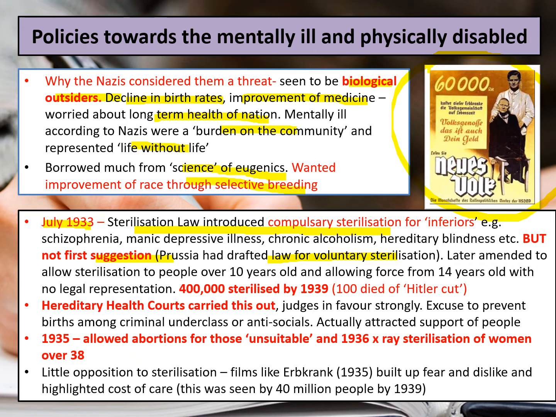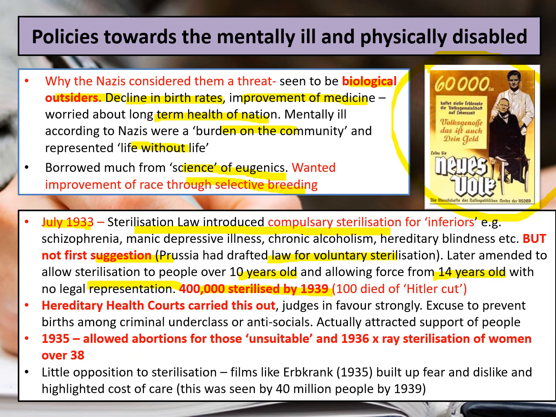They later amended this law to not just be for older people, but they actually made it so that you could be sterilised from 10 years old and very forcibly from 14 years old, with no legal representation and nothing to be able to stop somebody doing this to you. They could collect children from school and go and carry it out without their parents even knowing. And as a result of this, 400,000 people were sterilised by 1939, 100 of them dying during the operations.